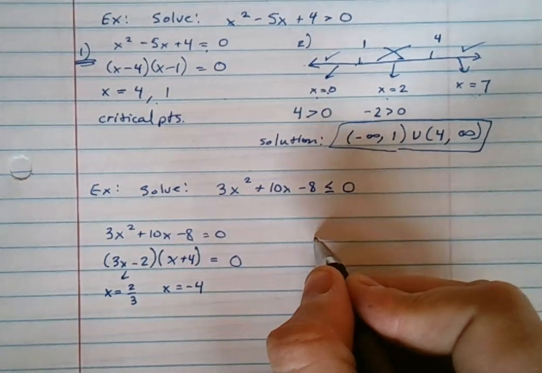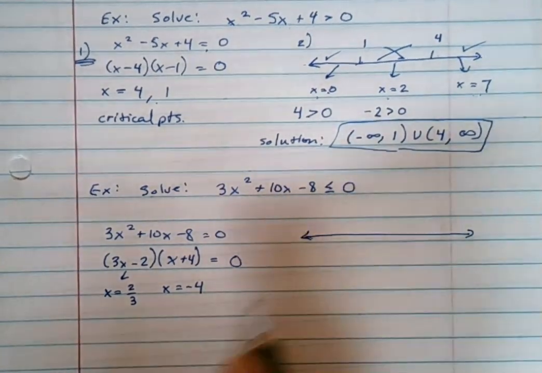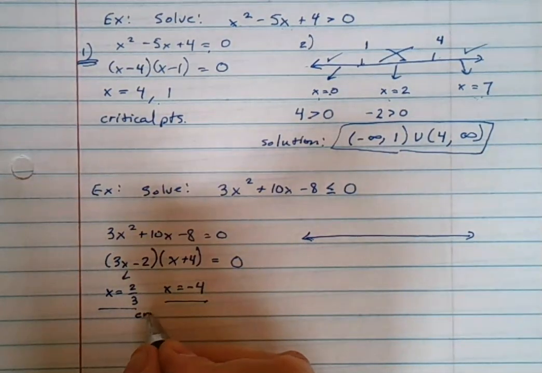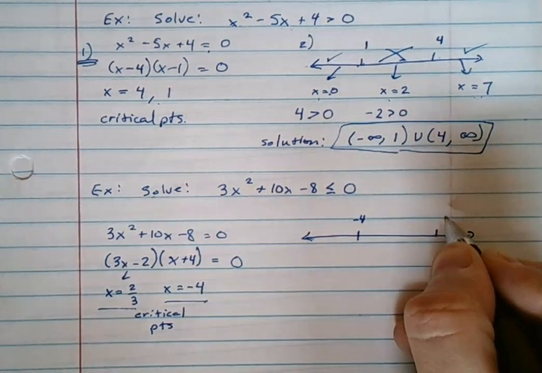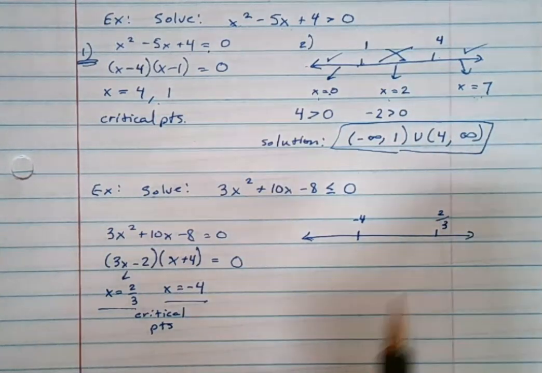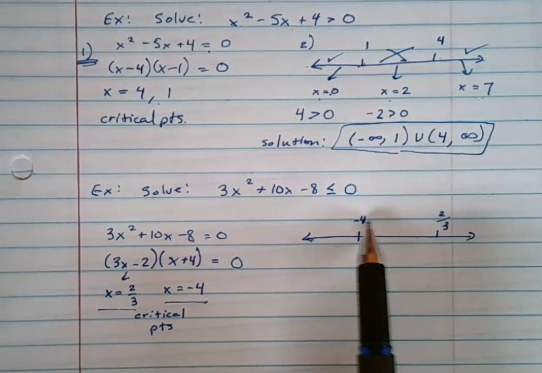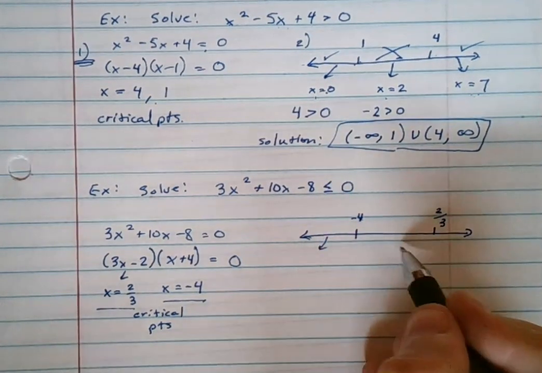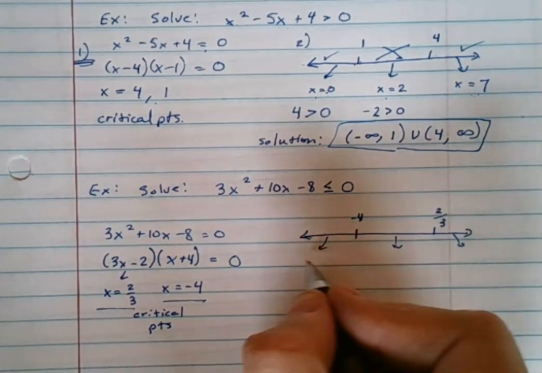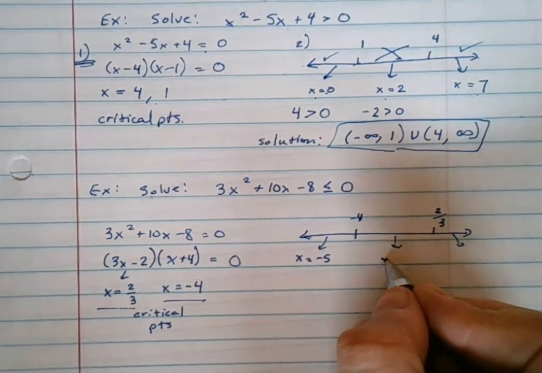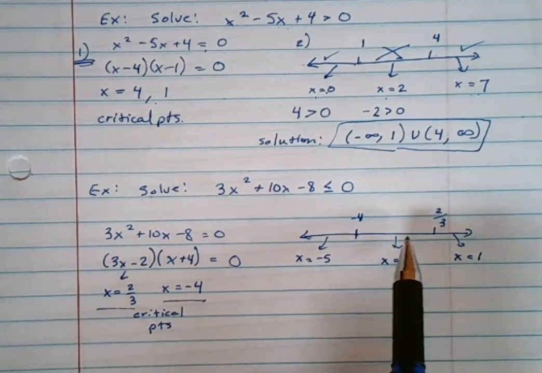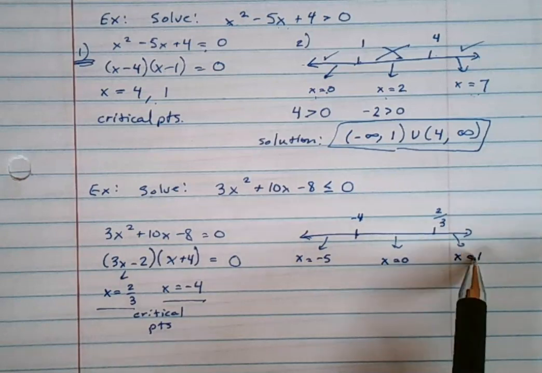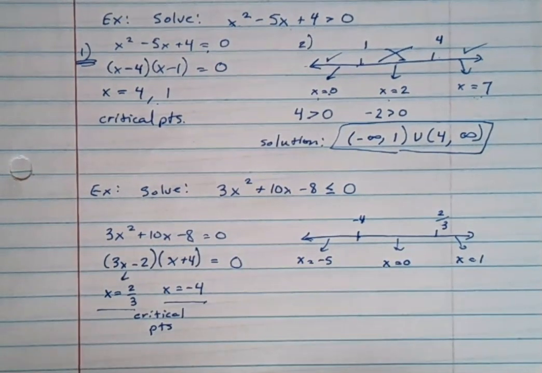Your second step is going to be to put these critical points, not your solutions, on the number line, -4 and 2/3. Notice I'm always going to put my critical points on top, and the numbers I'm trying I'm always going to put on bottom. I'm going to try x equals -5, x equals 0, and x equals 1. So a number less than -4, between -4 and 2/3, and greater than 2/3.